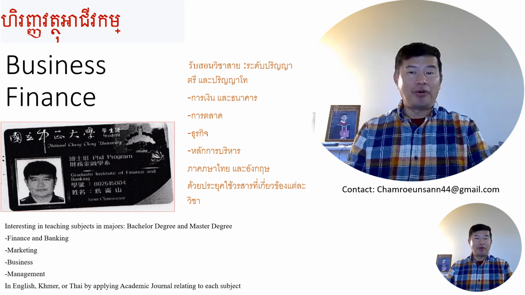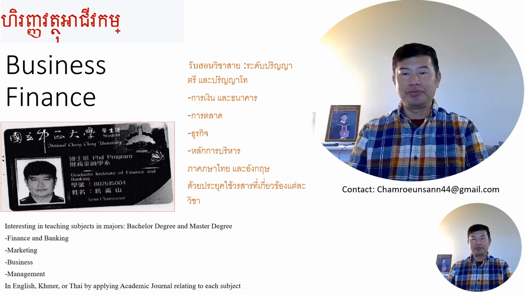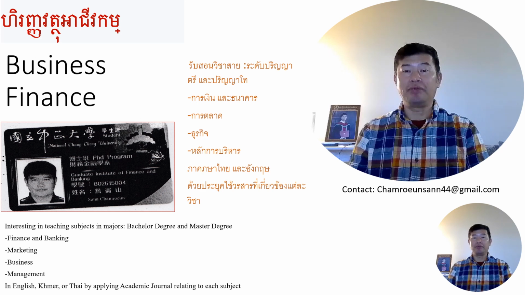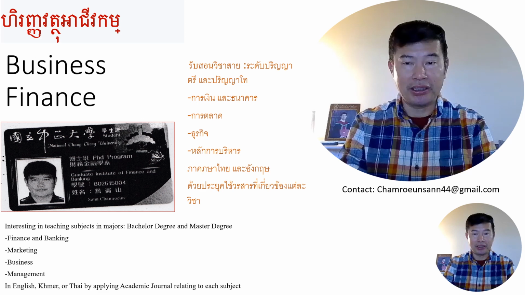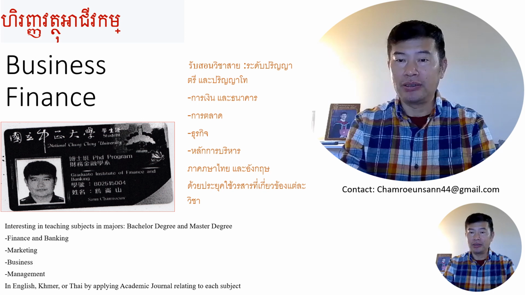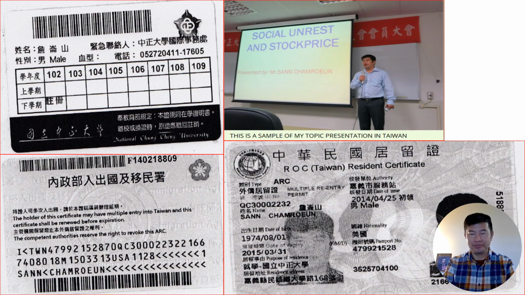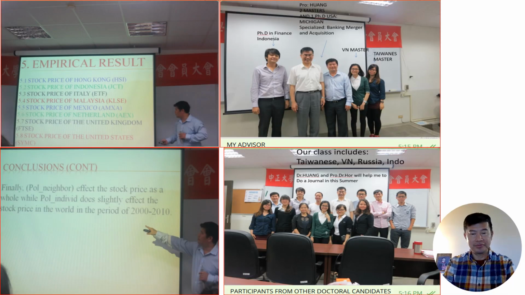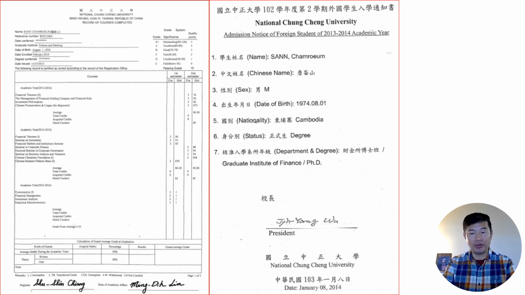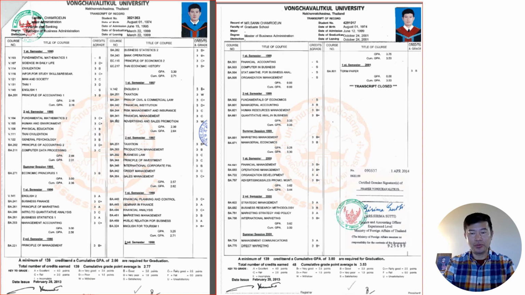Okay, so before I start this topic, let's know my background. I was a PhD student in finance, of course for 2 years, from Taiwan. Bachelor degree in finance and banking from Thailand, master degree in business administration from Thailand. This is my student ID card in Taiwan. My classmate, my advisor. This is the academic result: PhD coursework in finance, 4.33. Bachelor degree in finance and banking, 2.76. Master degree in business administration, 3.53. Let's see the topic.